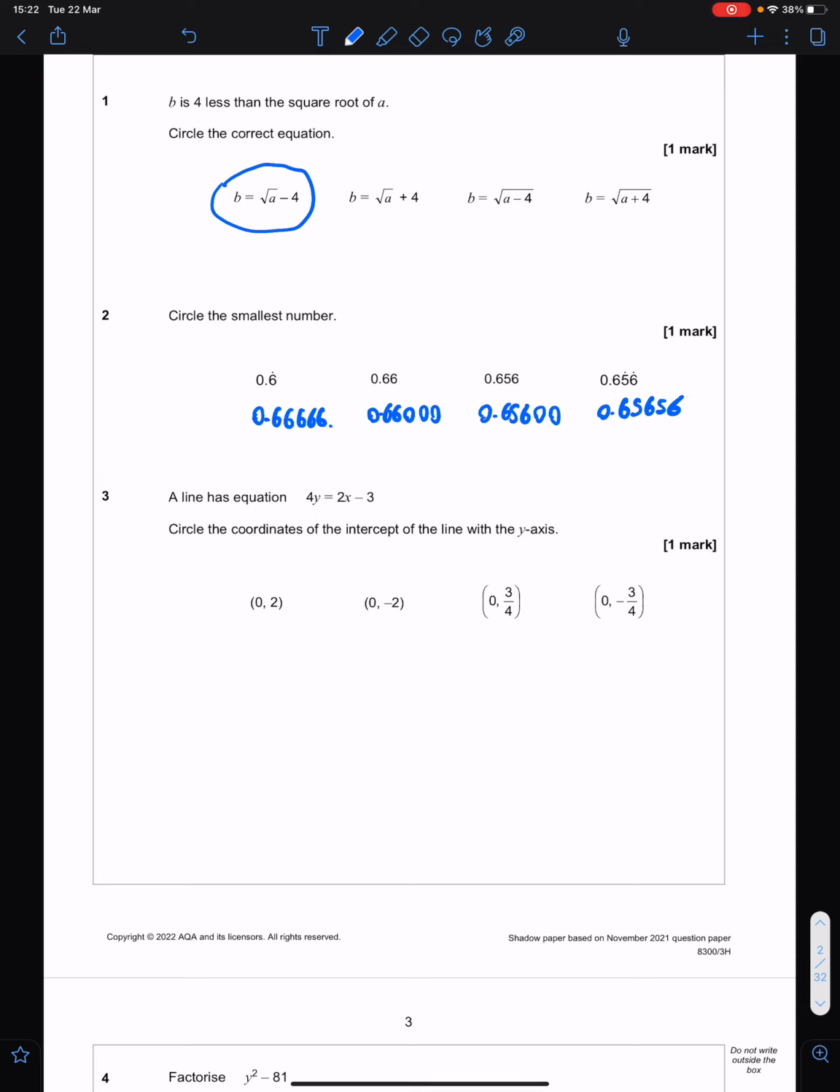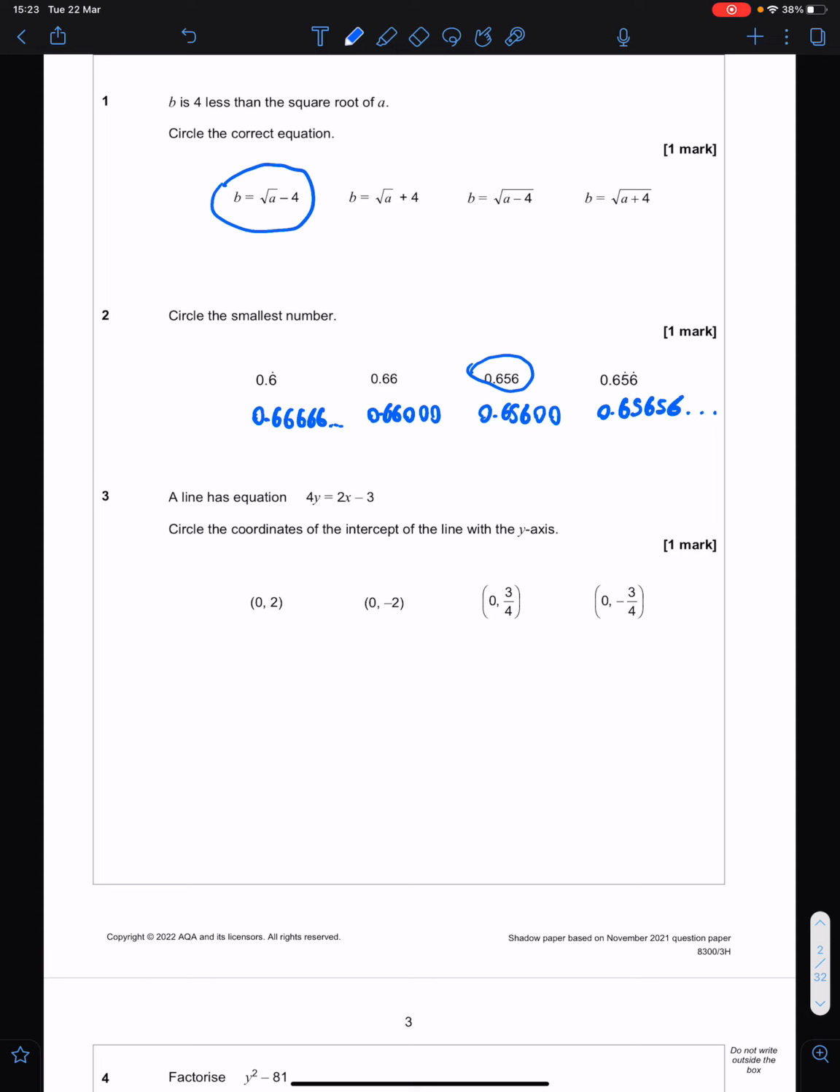So all this number goes on. This one stops, and this one goes on. But we can see here that this one is clearly biggest, this first one. And we can see here that the smallest number is actually going to be this one. Writing it to the same number of decimal places makes it much easier.